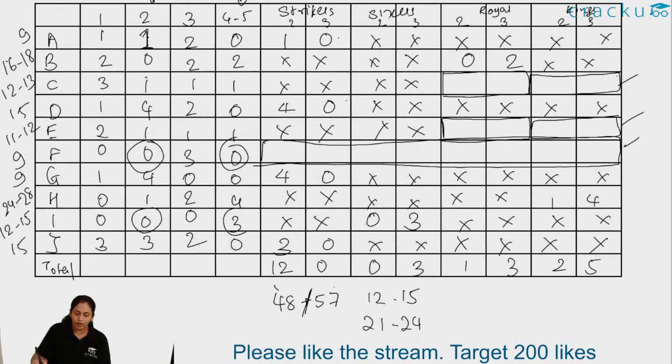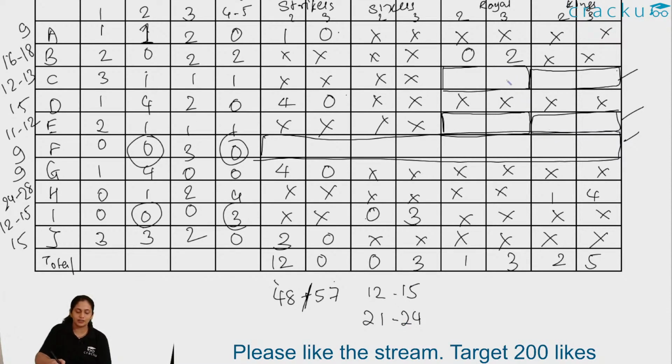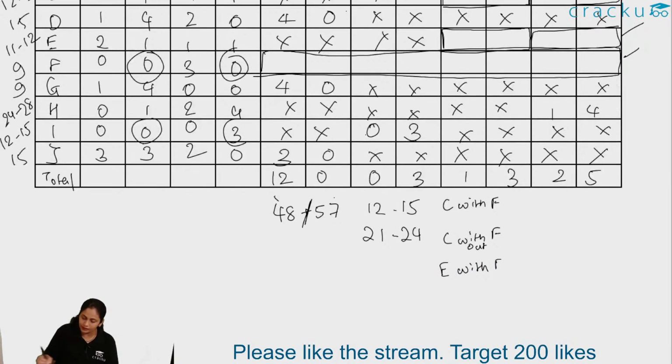Let's consider royals. Essentially you have this condition where you have either C or E, and you have F or no F. So you have basically 4 cases: C with F, C without F, E with F, and E without F.